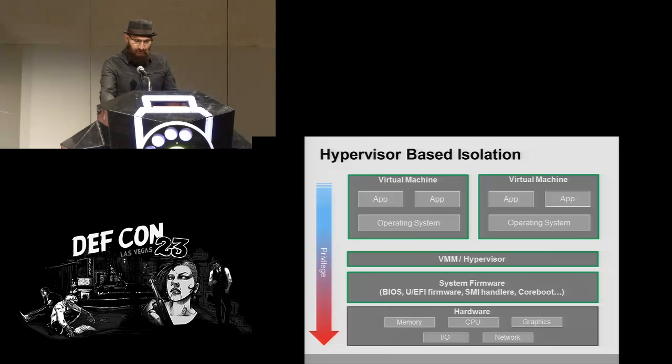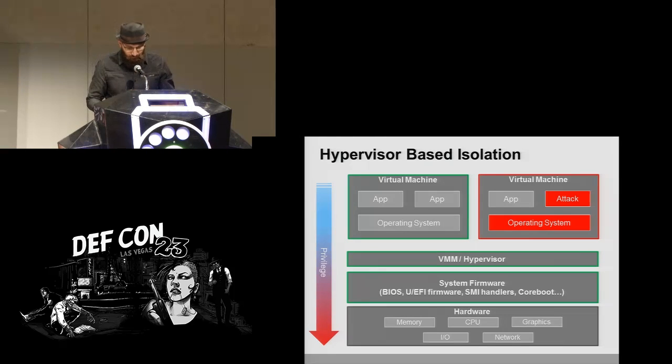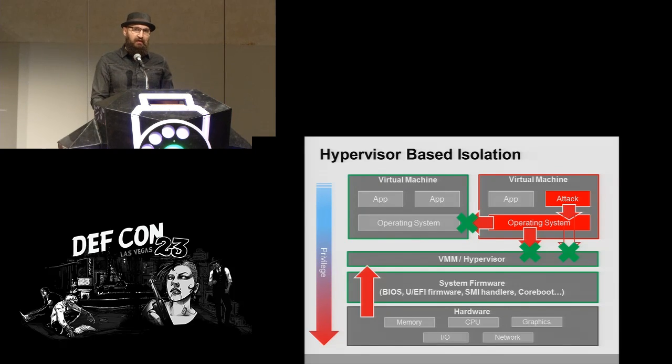So usually hypervisor isolation works like this: if we have a malicious virtual machine, infected by some malware or compromised by some exploit, it's usually protected by the hypervisor so as not to affect the other virtual machines in the cloud or on the machine. And the hypervisor also protects from attacks from malicious hardware. That means VT-d attacks based on DMA, or something like option ROM.